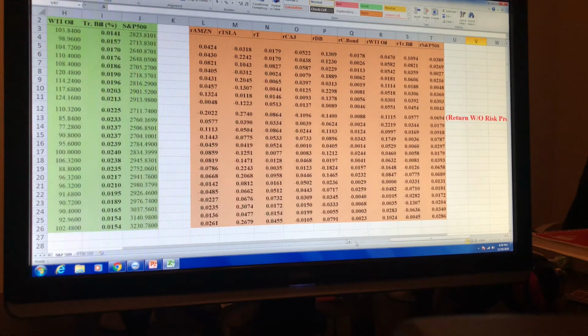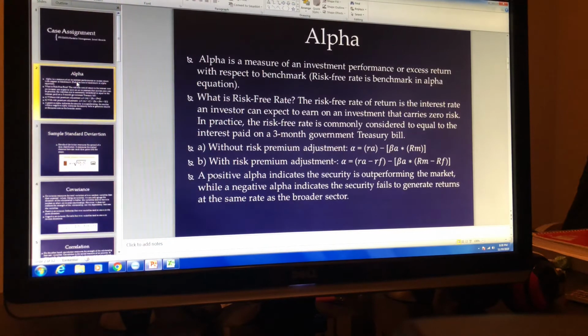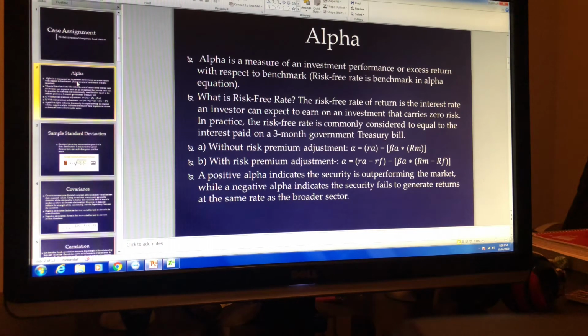So what does this mean? This is the first slide in our presentation tonight, which is alpha. Alpha is a measure of an investment performance, or excess return with respect to the benchmark. It is the risk-free rate in the benchmark in the alpha equation.